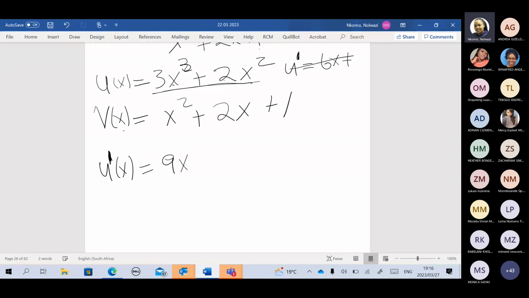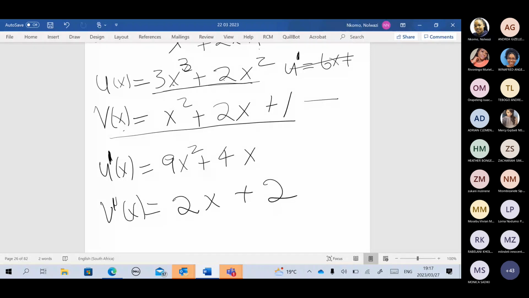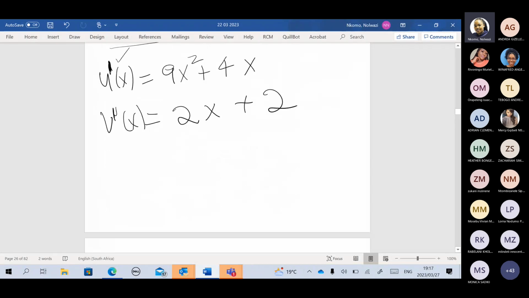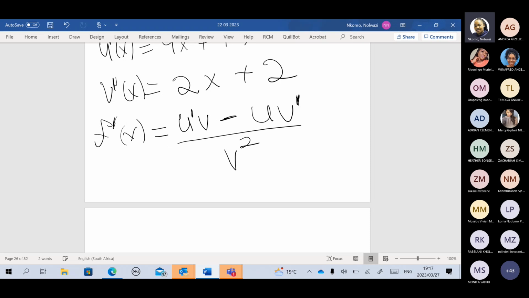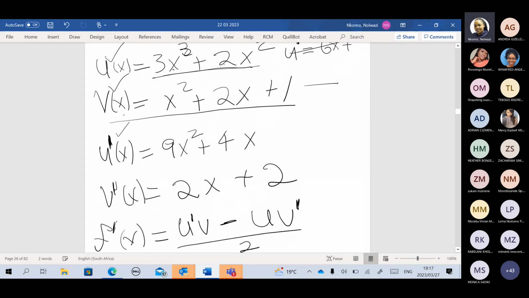Again, we have v, we need v prime. We can apply the power rule again here since this is a polynomial. If we apply the power rule to get the derivative of this, we'll have v prime at x equals 2x plus 2. Okay, we have u prime and v prime. And we said our f prime at x would be u prime times v minus u times v prime over v squared, right? We have our u prime as 9x squared plus 4x.